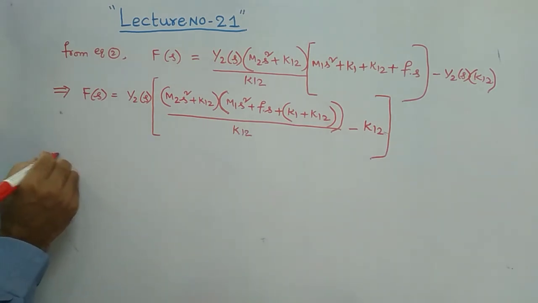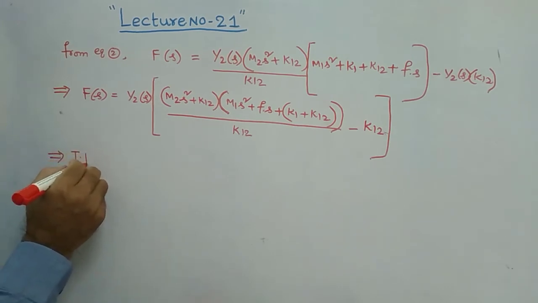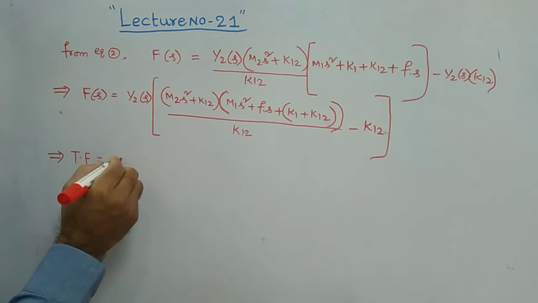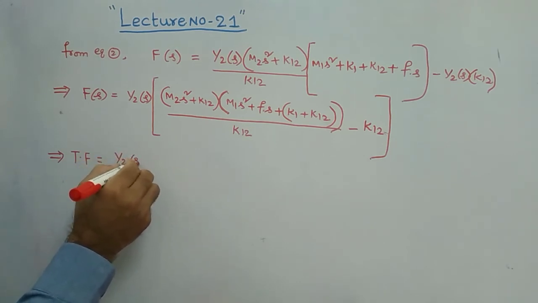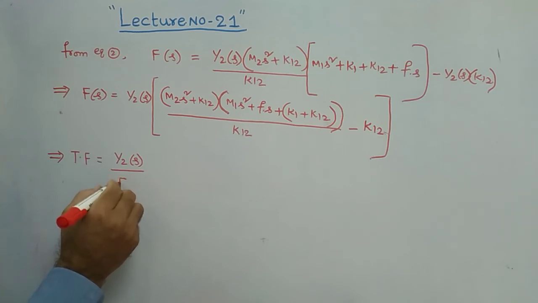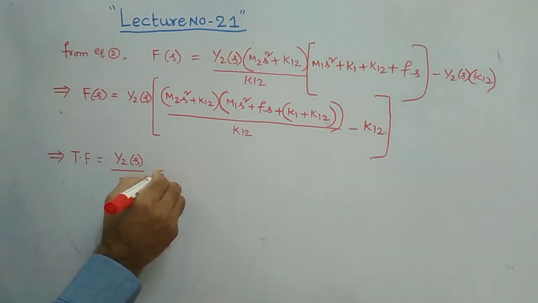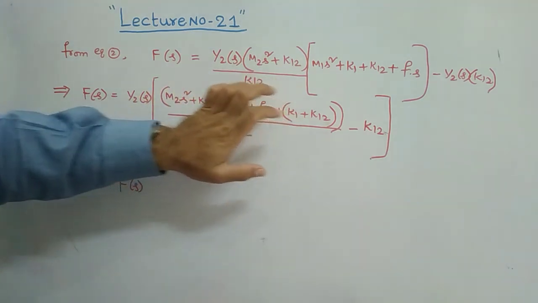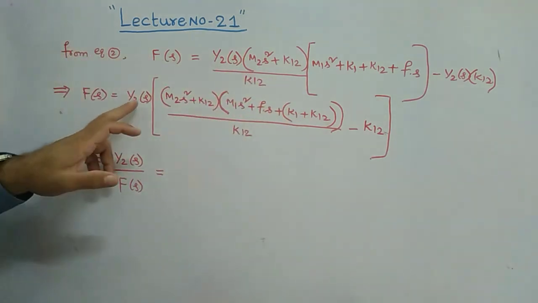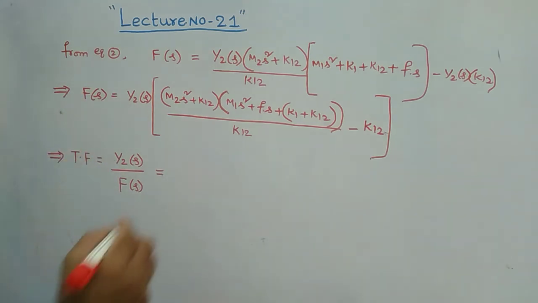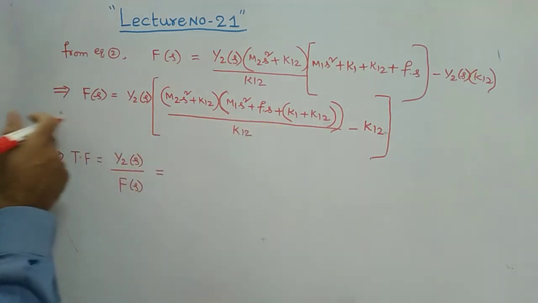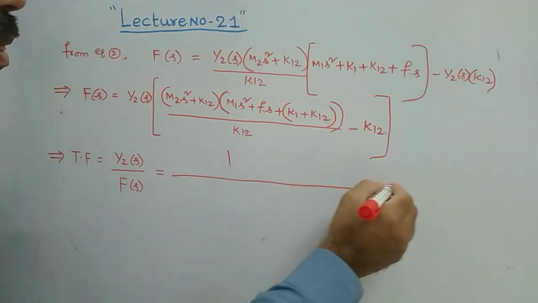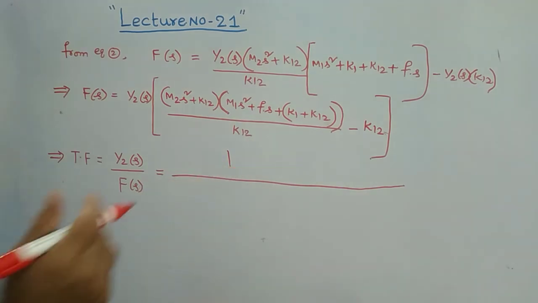And finally you can write the transfer function, or you can leave it here also, by giving the ratio of y2 of s by f of s. This is what finally the transfer function means, y2 of s by f of s, means the entire thing you should bring to the other side, and therefore y2 of s by f of s is nothing but total. This comes 1 by, it goes to the other side, no? Therefore it comes 1 by.